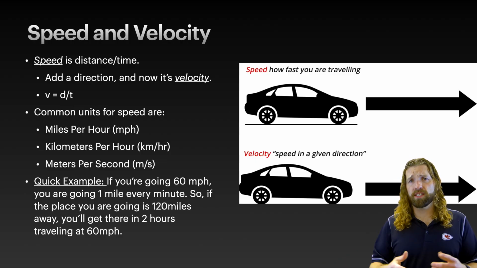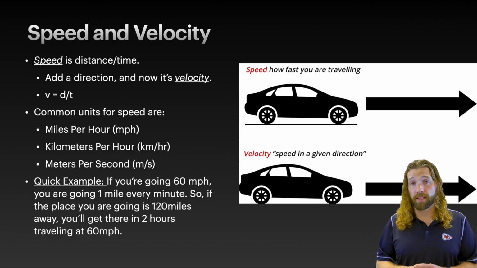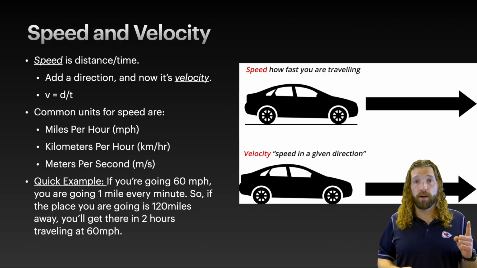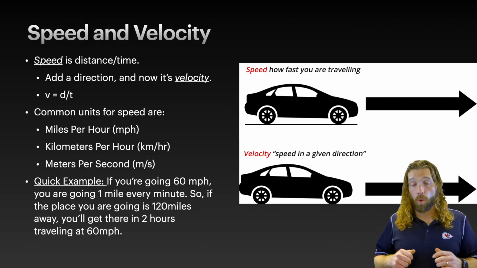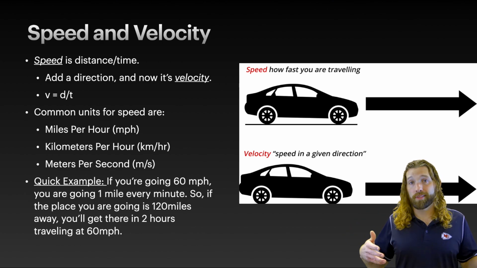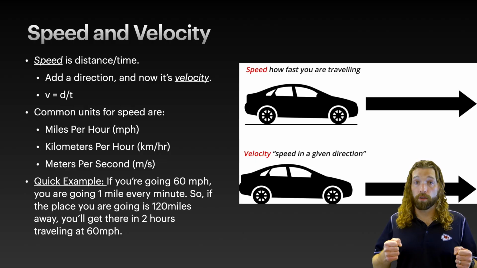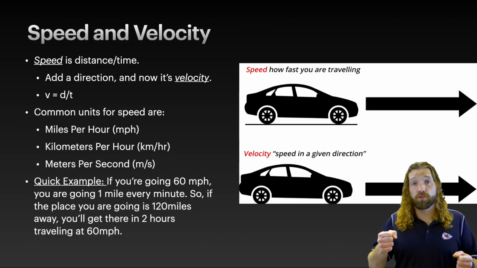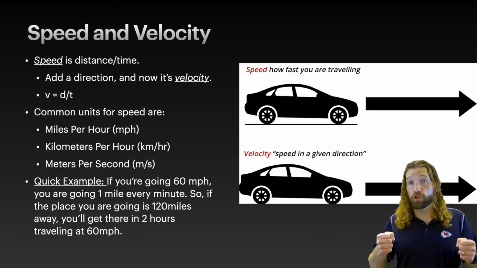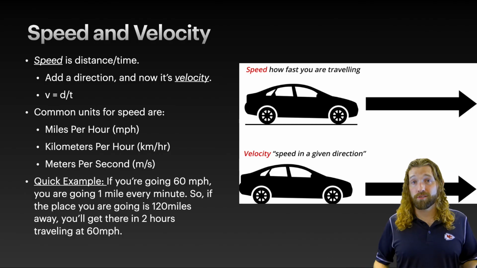So what's an example of velocity? Well, if you're traveling at 60 miles per hour, you are going 1 mile for every minute of time. Or you're going 60 miles every hour of time. That's your velocity. So what that means is if I travel at 60 miles an hour for an hour, I've traveled 60 miles. If I travel that same speed, but I do it for 2 hours, well, now I've gone 120 miles. So really, again, it's just how far you went and how long it took you to get there.